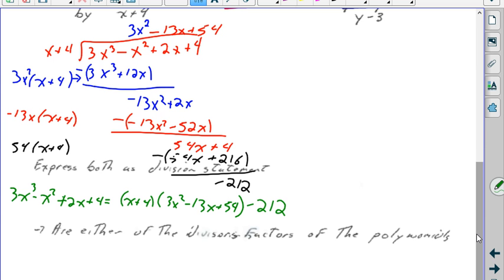Now, is x plus 4 a factor of this one? Nope, it has a remainder of 212, so it's not a factor.